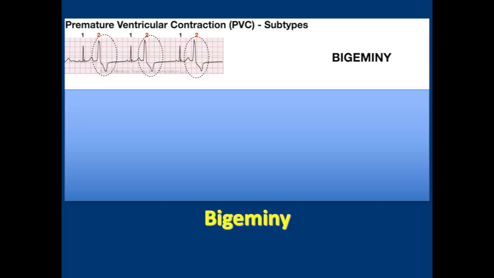Notice that we have a sinus beat, then a PVC, a premature ventricular contraction, then a normal sinus beat, then a PVC, a normal sinus beat, and a PVC. So it's every other beat, and this is called bigeminy. It's after one QRS complex, and it happens each time. This is called bigeminy.